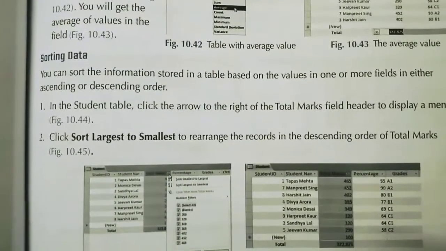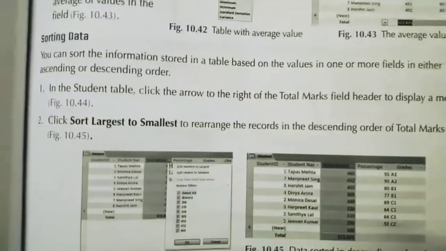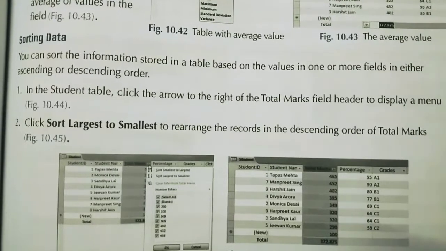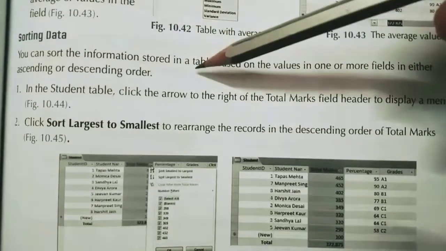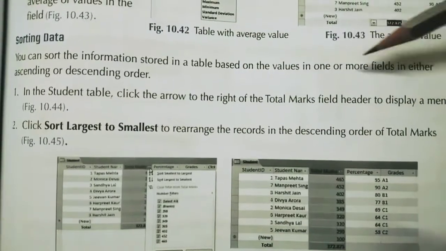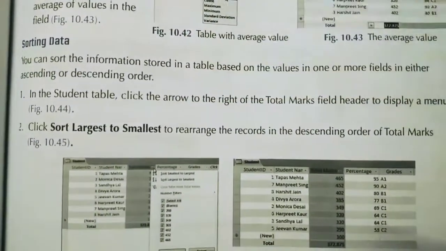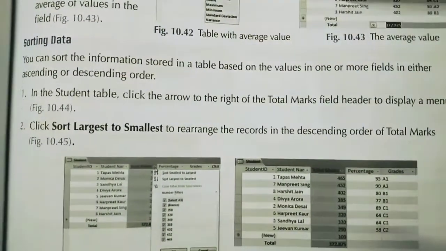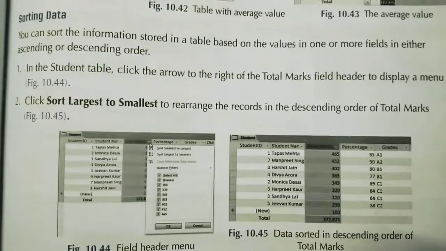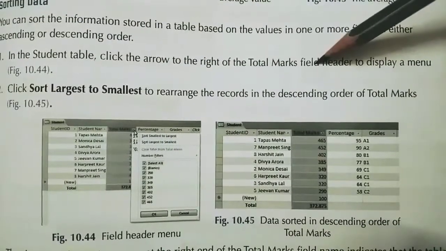The next thing is sorting data. How to sort data? Sort means arranging in ascending order, descending order, or in any condition you give. You can sort information stored in a table based on the values in one or more fields in either ascending or descending order. If any condition is there, according to that condition also you can sort. In the student table, click the arrow to the right of total marks.